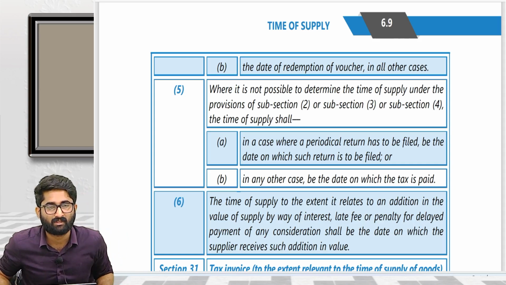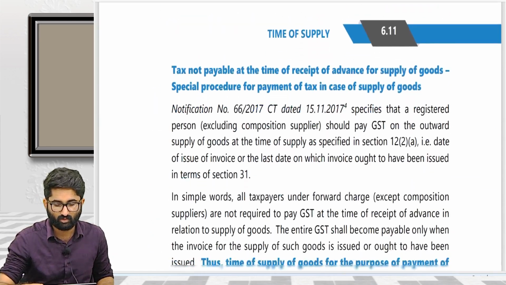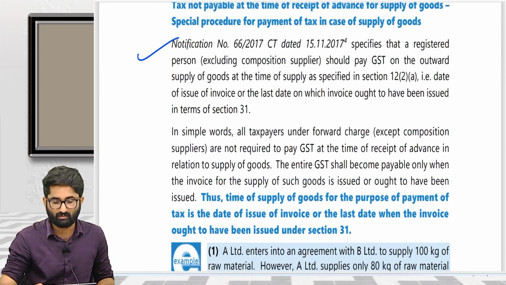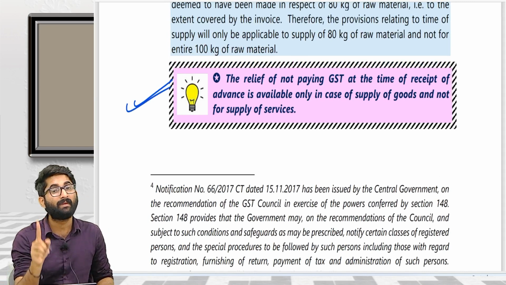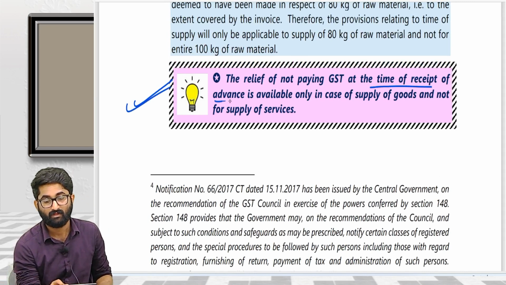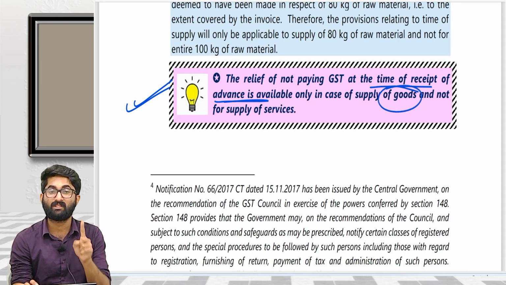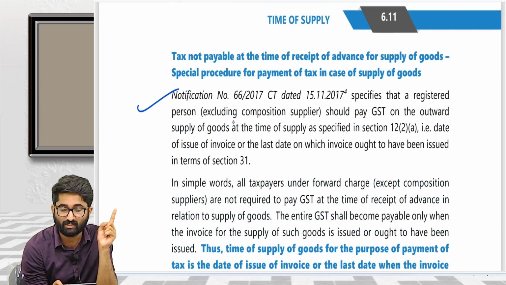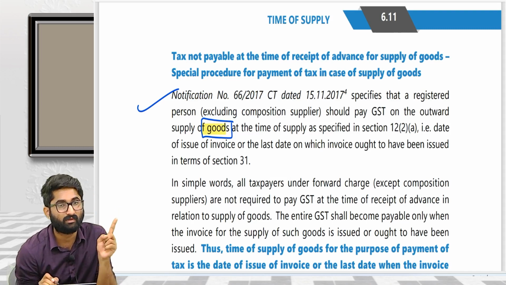So we are done with section number 12 subsection 6, and some of the important points I just want to highlight here. One is notification number 66, very important one, don't miss this. And relief, this is also very important one, relief of non-paying GST on advance, at the rate of the receipt of advance in case of supply of goods. This notification is not applicable to supply of service. If you read the notification clearly, it specifies that the person should pay GST on outward supply of goods. Just highlight the word goods, only for goods, not for service.